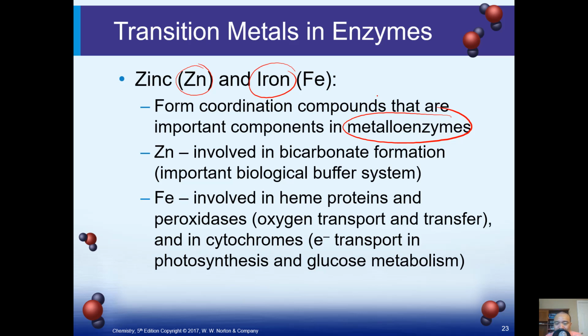Zinc is incorporated into the active site of the carbonic anhydrase enzyme that is responsible for the formation of carbonate, which is critical in the elimination of carbon dioxide from the cells. Iron is incorporated in the hemoglobin, which is vital for oxygen transport in the body. Other iron-containing enzymes do exist as well.